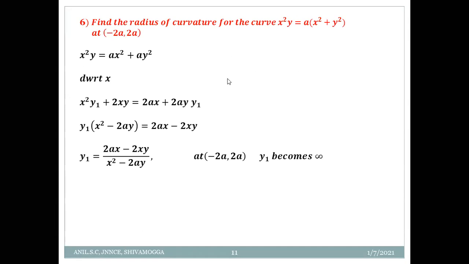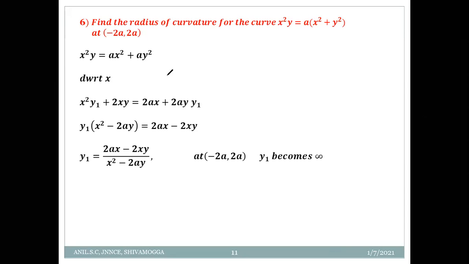Find the radius of curvature for the curve x square into y is equal to a into x square plus y square at minus 2a comma plus 2a. Point is specified. Find the radius of curvature. It's a little difficult problem. Find the radius of curvature for the curve x square into y is equal to a into x square plus y square at minus 2a comma 2a.